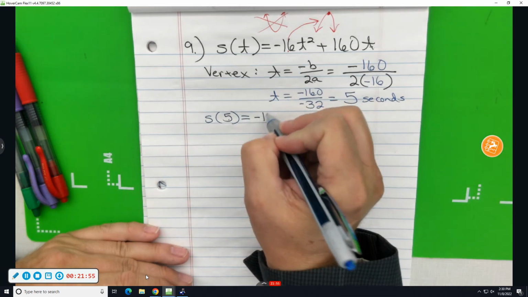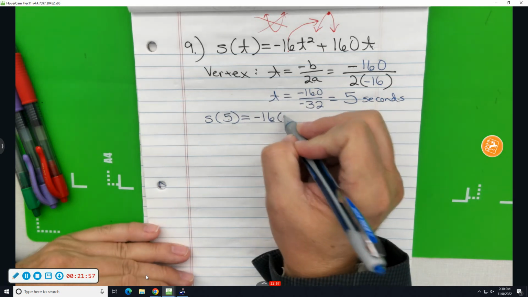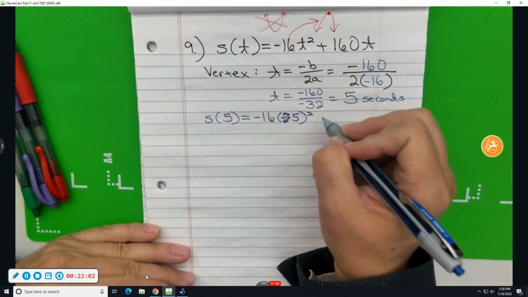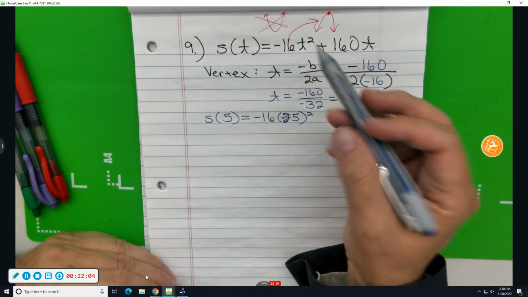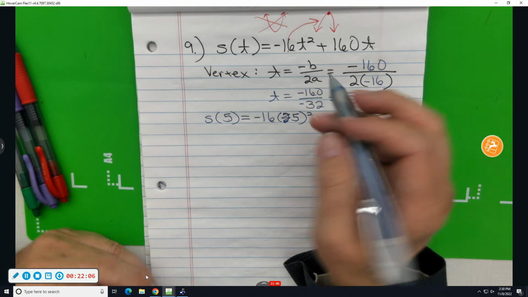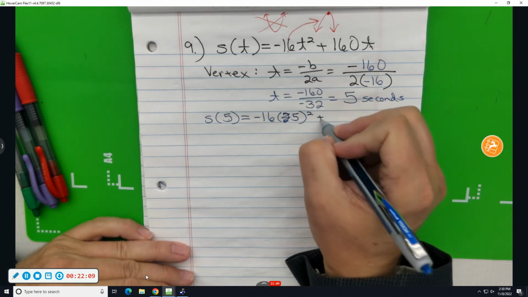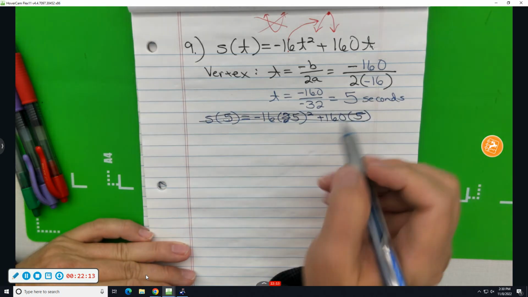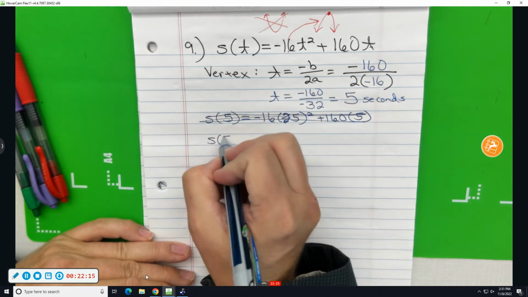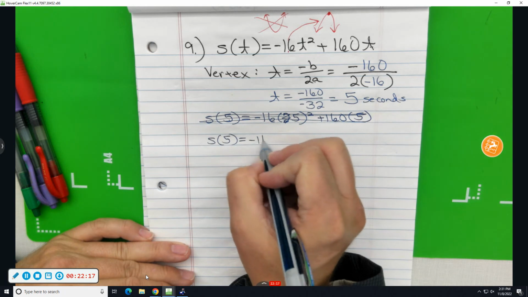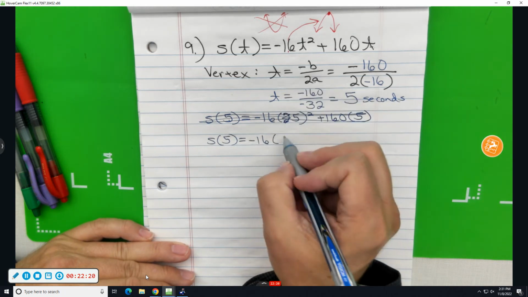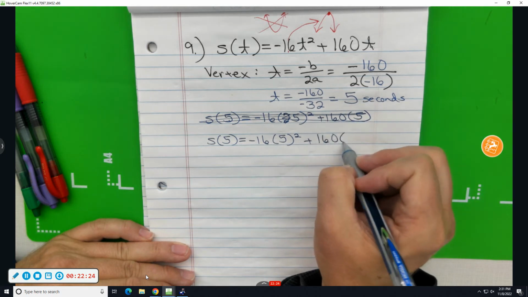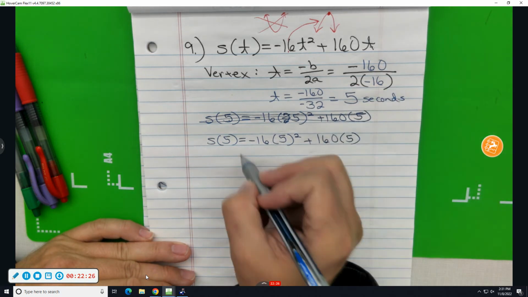It's negative 16 times 5 squared. I was going to write that just times 25. 5 squared is 25, but plus 160 times 5. I think that looks messy. I better rewrite it. S of 5 is negative 16, replace the t with 5, plus 160, replace the t with 5.